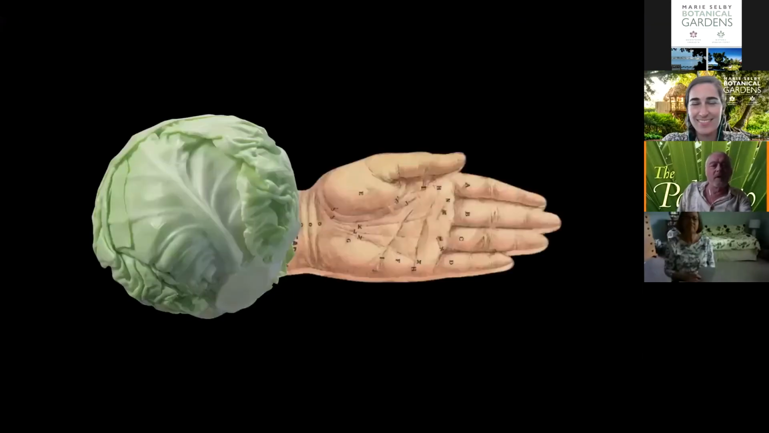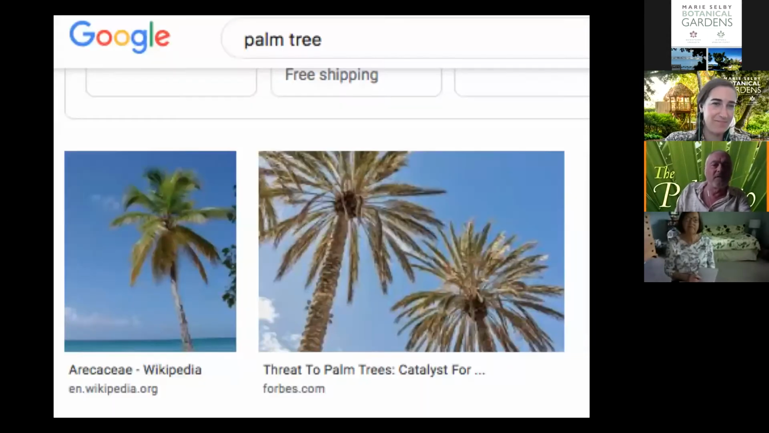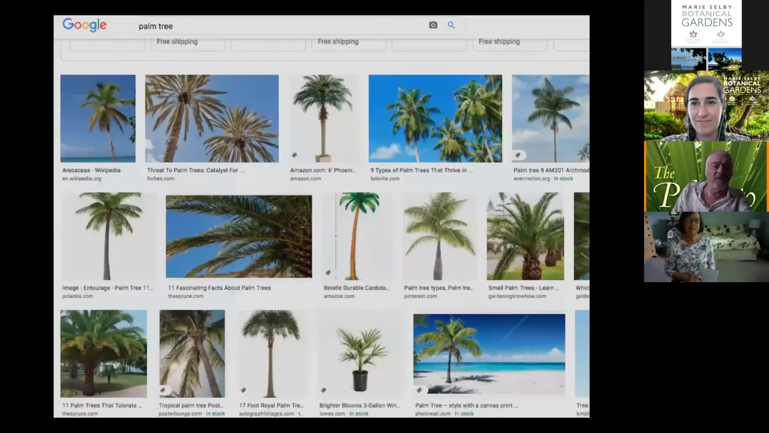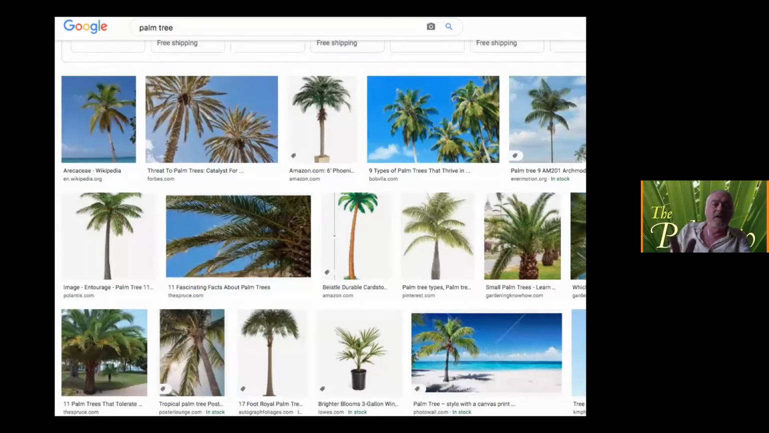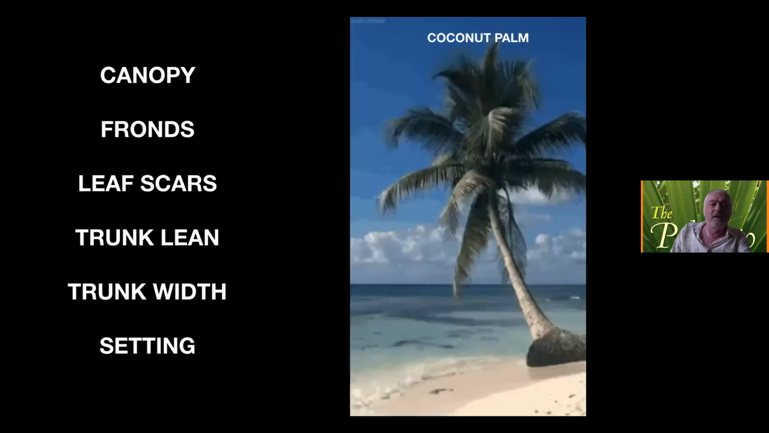Okay, so I'm going to start at the beginning, and for most people, that's starting with a coconut. And if you Google palm tree, you will either get a coconut palm or a date palm. And it doesn't matter how many images you look at, you will never get to a cabbage palm. The archetypal palm tree that people think of when they think of palms is usually a coconut or a date. And so I'd like to start by helping people understand some of the differences between the two.